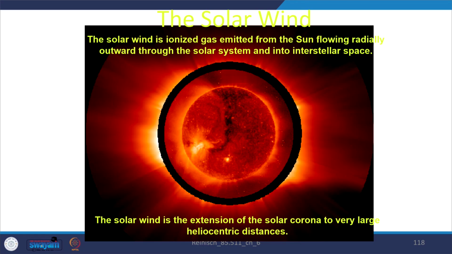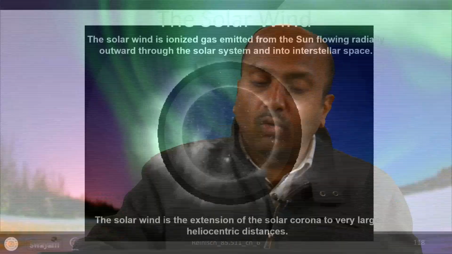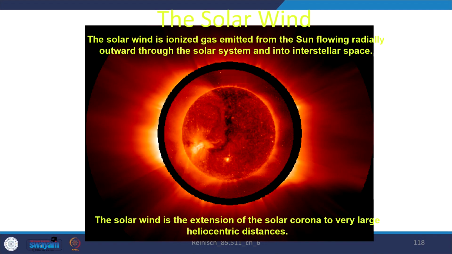A very easy example is if you are boiling a pot of water, you will see on the top vapor escaping from the water surface, like the solar wind escaping from the sun. So, it is constant. Solar wind is ionized gas emitted from the sun, flowing radially outwards through the solar system and into interstellar space. So, solar wind is actually the reason for the creation of this bubble, which we call the solar system.